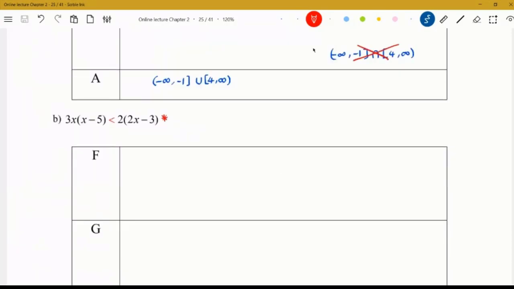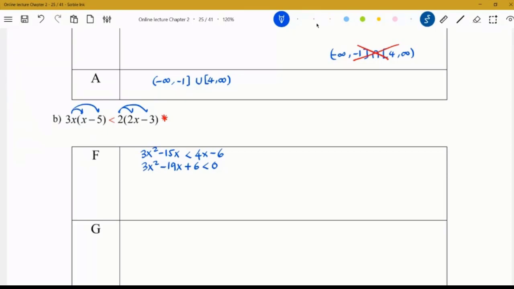Okay, so first thing first, we have to simplify by expand everything. So we can have 3x squared minus 15x less than 4x minus 6. So I make it everything to one side. So kita nak jadikan x square to positive untuk senang kita factorize. So will be 3x square minus 19x plus 6 less than 0. Now we have to factorize.